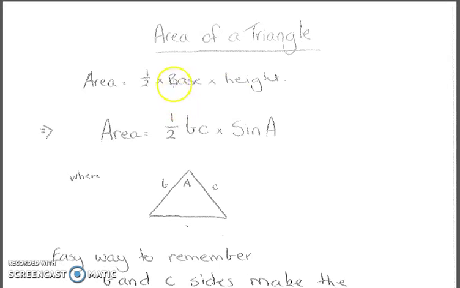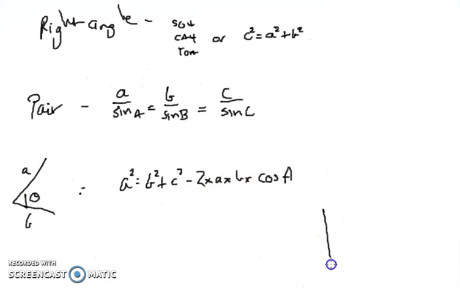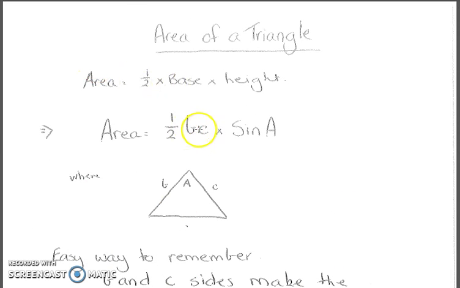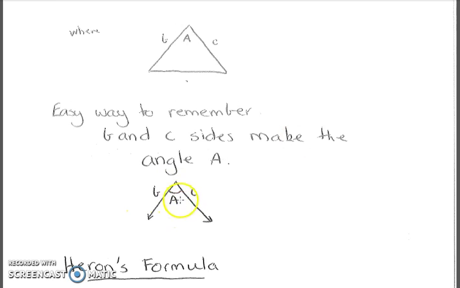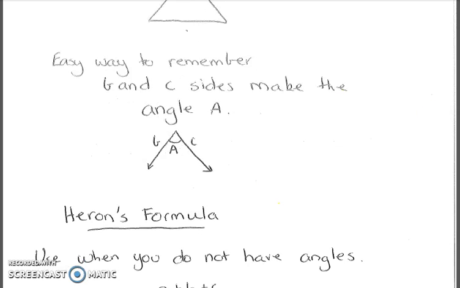Area of a triangle. So the basic formula for area of a triangle, if we've, for example, got just a triangle, we have a base and then we have a height. So it's just half times the base times the height. If you've been given an angle, the area is half times BC times sine A. The easiest way to remember that instead of having the formula is that it's half times the two sides that make the angle. Okay, so half times B times C and then sine A. So if you've got any question, you've got the angle and you've got the two sides that make the angle, you can work out the area.